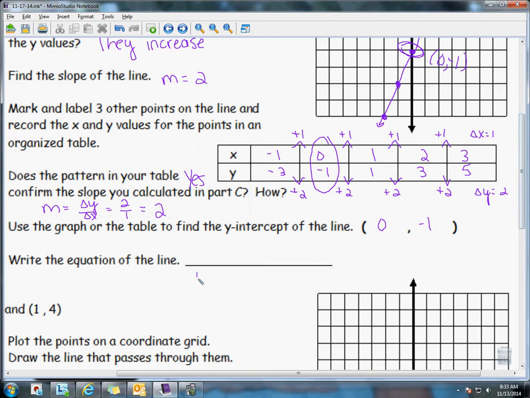Write the equation in slope-intercept form. So remember your formula is y equals mx plus b. So we'll have y equals, m is my slope, we wrote that down twice. It was 2 and 2, so 2x. b is your y-intercept, it's a negative 1, so minus 1.